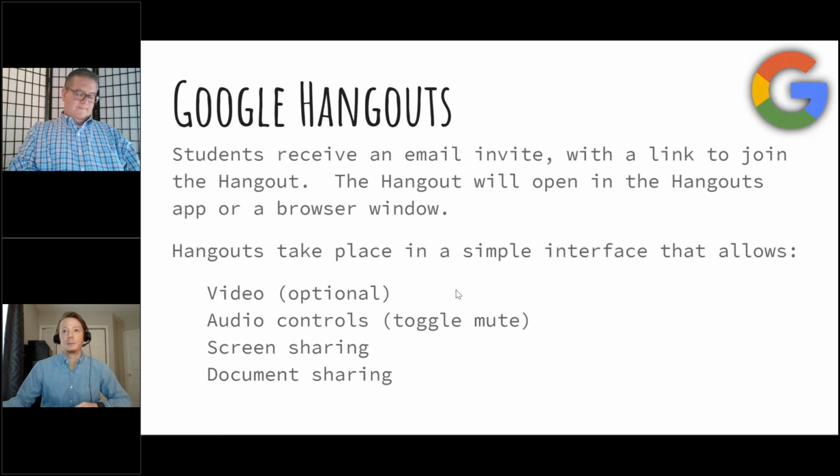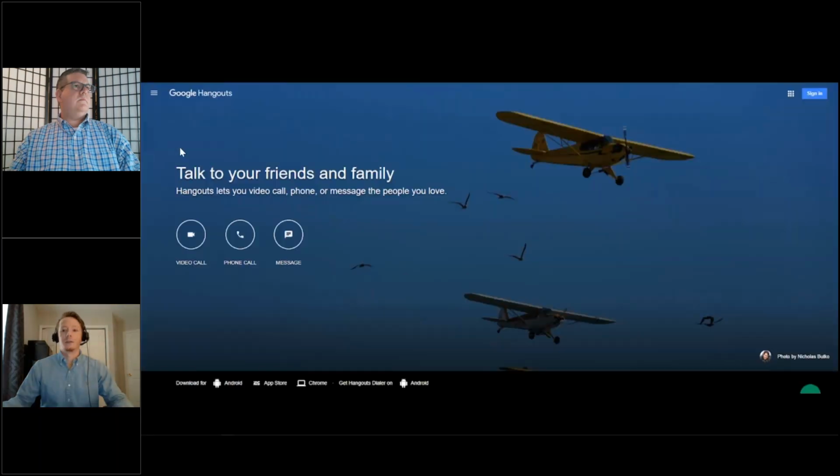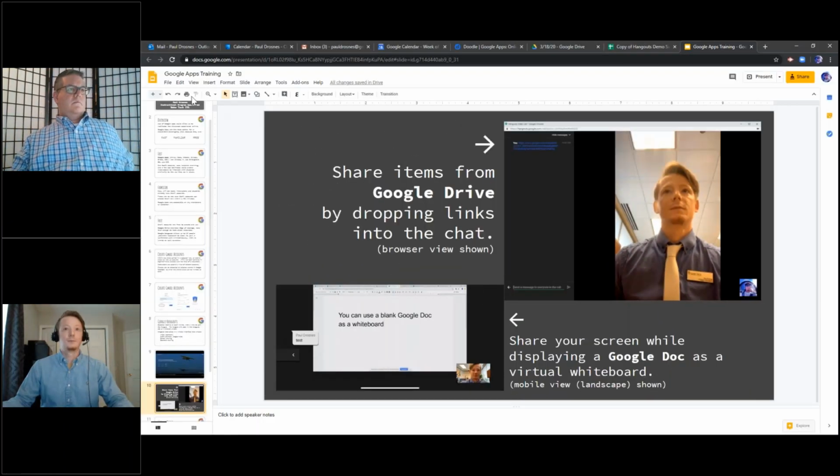Hangouts take place in a simple interface that allows video, which is optional. We can turn off the camera. Audio controls. For the free version right now, we can only control our own microphone. It does allow screen sharing and document and file sharing through Google Drive. So now we'll demonstrate some of those features of Google Hangouts. And I just want to be sure everyone can still see my screen.